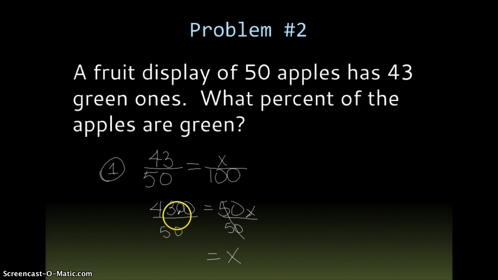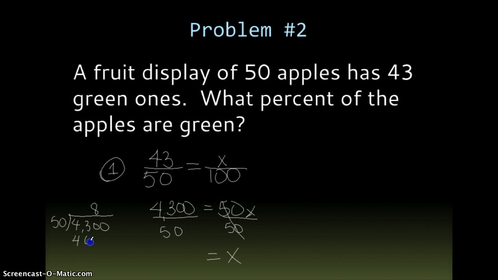Right? And so x is equal to 4,300 divided by 50. And what is that equal to? I'm going to do it over here. Remember, the numerator goes in the house in your dividend. Okay, 50 does not go into 43, but it can go into 430. And let's see, it goes in 8 times.